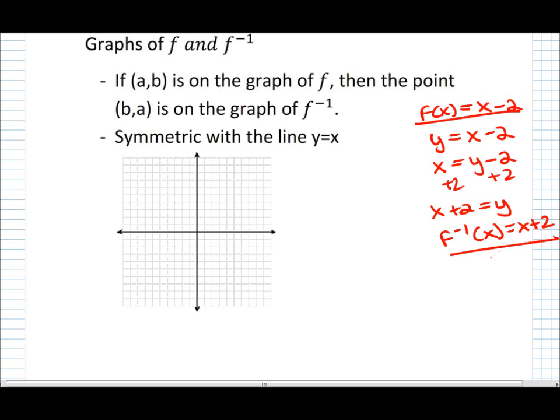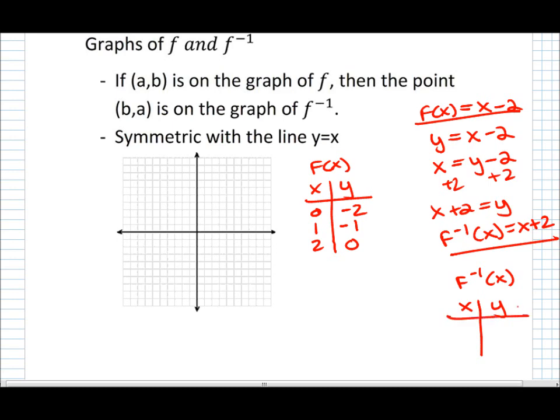Now, if you were to make an xy table of the f of x, notice if you just put 0, 1, and 2 in, 0 minus 2 is negative 2, 1 minus 2 is negative 1, and 2 minus 2 is 0. Now if we were to do a table for the inverse, notice if we put the y values in for x, so we put 0, -1, -2, we get the x values for the y here.